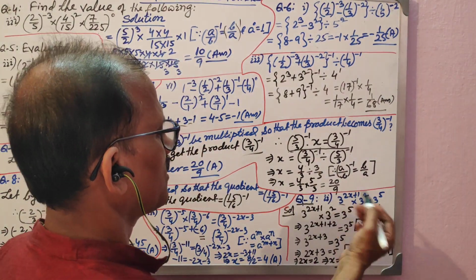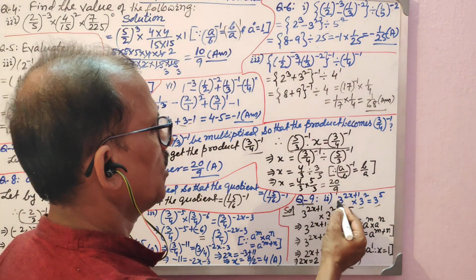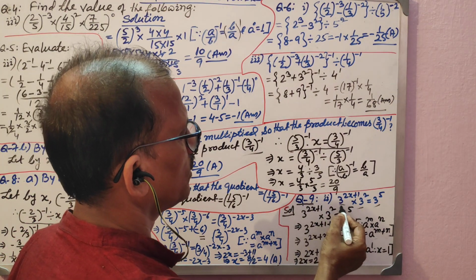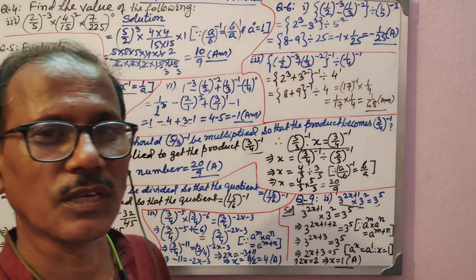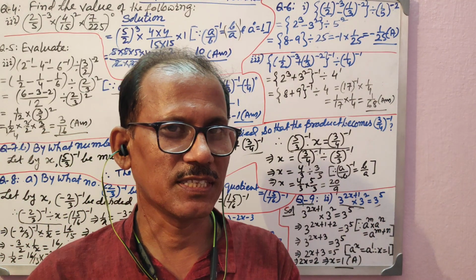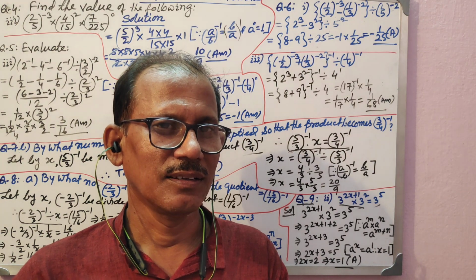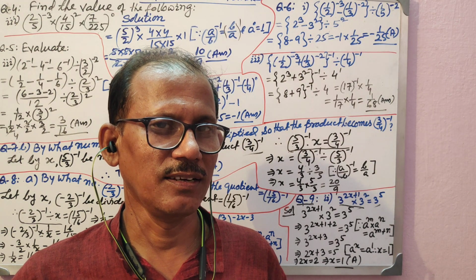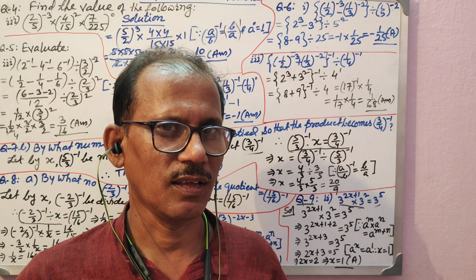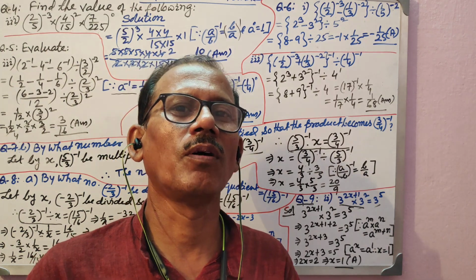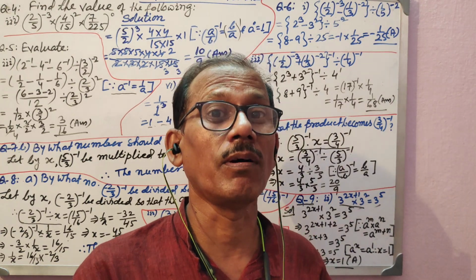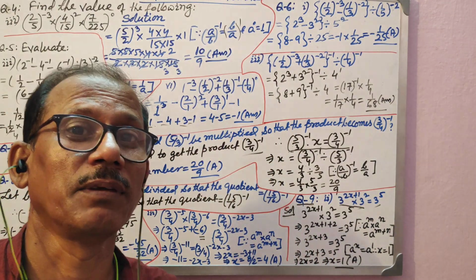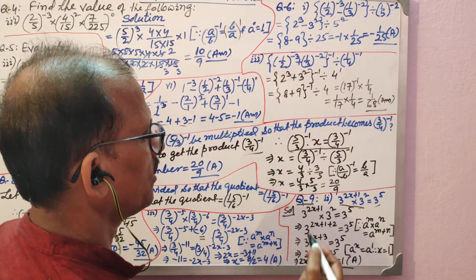Could you understand? Base same. So see, this is a log: 3 to the power 2 by 2 plus x into 3 to the power 2. Bases are equal and a multiplication sign is there. What will be the formula? The formula is a to the power m into a to the power n is equal to a to the power m plus n. Base will be one time and power will be added. So that is what we have done.